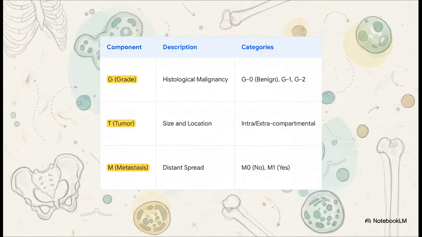Let's break it down. It's built on 3 pillars. First, G for grade. This is all about the histology. How aggressive do the cells look under a microscope? Then we have T for tumor. This tells us about its local spread. And the key question here is whether it's intracompartmental, meaning stuck inside one anatomical box, like a single muscle group, or extracompartmental. And finally, M for metastasis, which is pretty straightforward. Has it spread to distant sites or not? You put G, T, and M together, and you get your definitive stage.